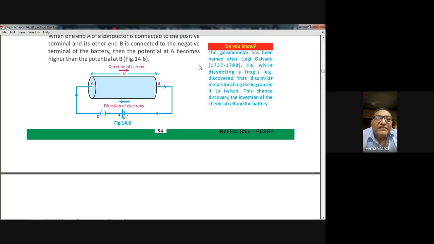Yes, same thing happens in chemistry. Where the concentration is higher, from there that thing will move towards where the concentration is lower. Yes, sir.